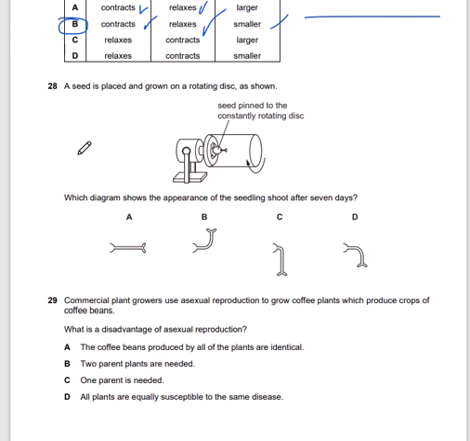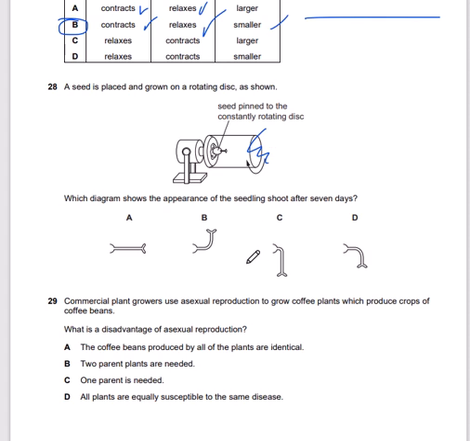The seed is placed and grown on a rotating disc as shown. Which diagram shows the appearance of the seedling shoots after 7 days? Basically, if you left it without this rotating disc, it will tilt right, left, downwards. It depends on the light or the gravity. As you're rotating it, the auxins are distributed on all surfaces. That causes equal elongation of cells, and there's no phototropism. So the answer will be A.